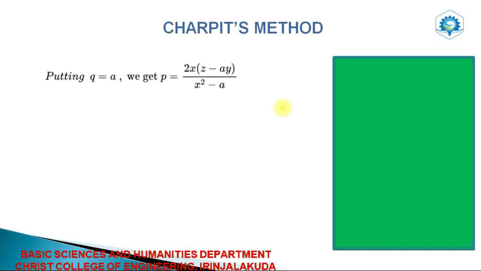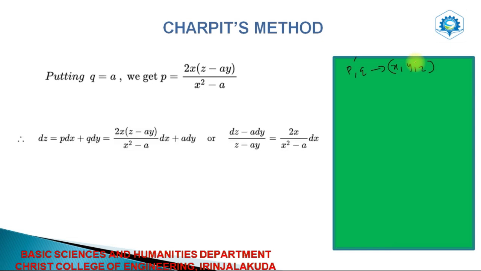Now after getting q and p, right now we have p and q in terms of x, y, and z. No need to involve all the derivatives. Our aim is to obtain p and q in terms of the variables x, y, z. Maybe a constant, no problem. Now we have p and q. Let us substitute p and q in our dz. So right now we have p dx plus q dy equal to 2x into z minus ay divided by x square minus a dx plus a dy.